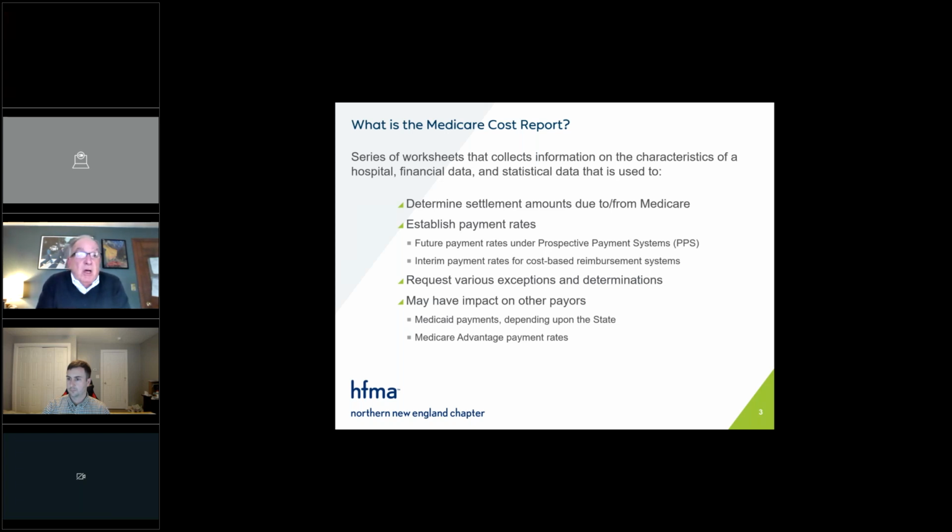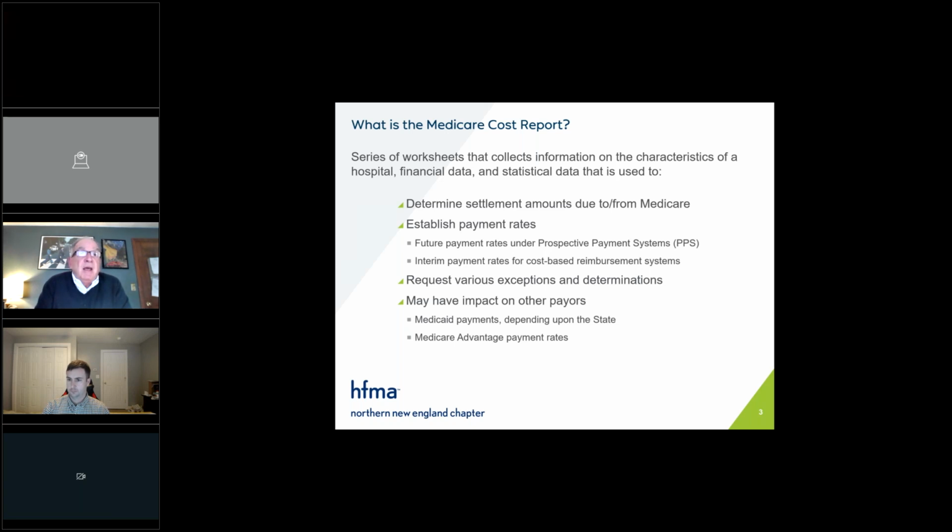So they utilize the cost report to establish interim rates, estimated payments for your hospital, and they obviously try to come as close as possible, not to overpay you, and obviously you don't want to be underpaid. So you should review those rates to make sure that they're correct and up to date.